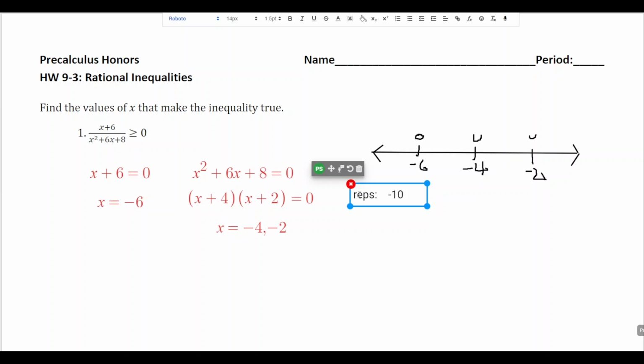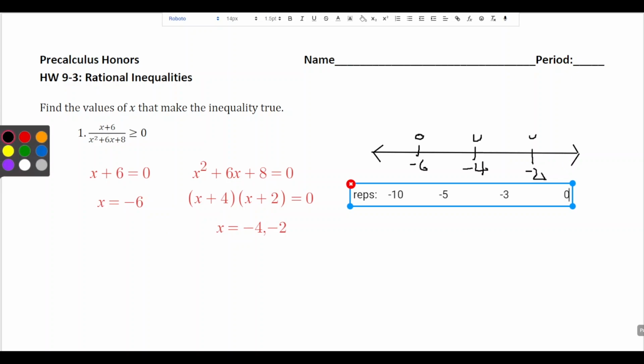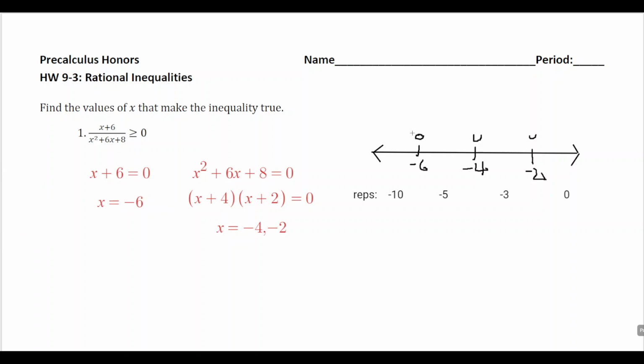So I'm going to pick -10 for that interval. I'm going to pick -5 for this interval. I'm going to pick -3. And finally, I'll just pick 0. And I'm going to plug this in and decide, hey, is this thing positive or negative? And make a little note on my little number line chart here.